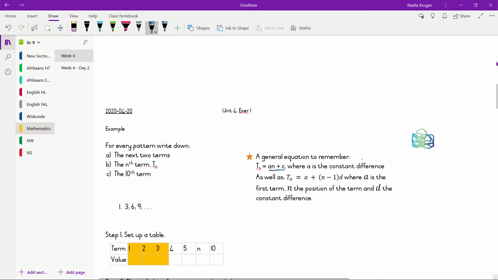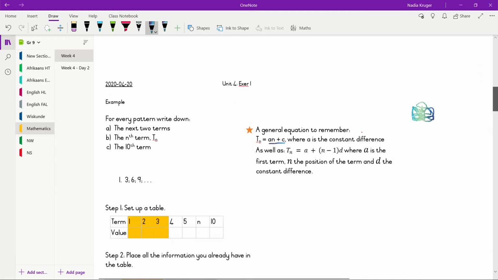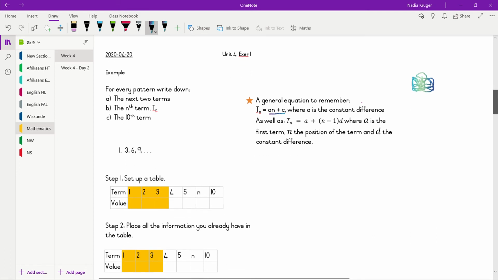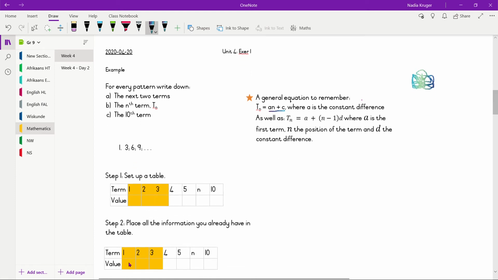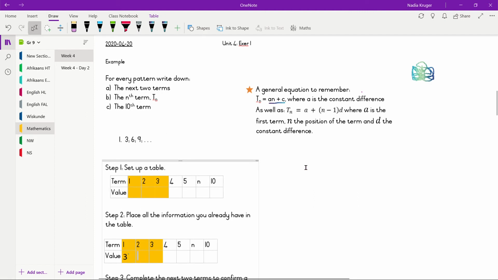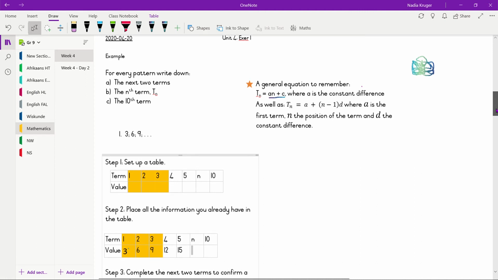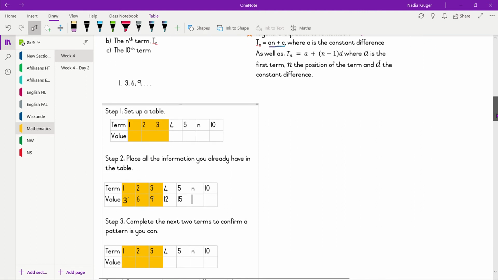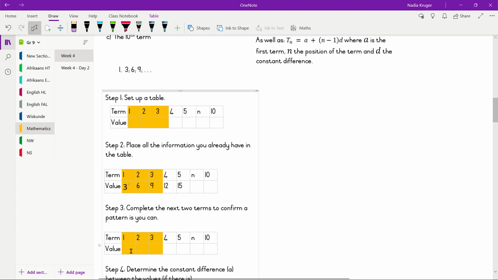Our next step is to take the information that we have and put it in the table. So what do we have? We have the value of term 1, which is 3. The value of term 2 was 6. The value of term 3 was 9. If we follow this pattern, we see it's 3, 6, 9, 12, 15, and we don't know what Tn is. How can we determine it? We complete the next 2 terms. We've done that. So that would be 3, 6, 9, 12, and 15.